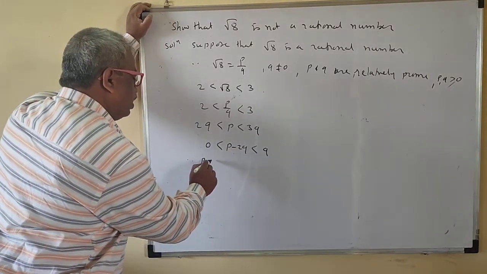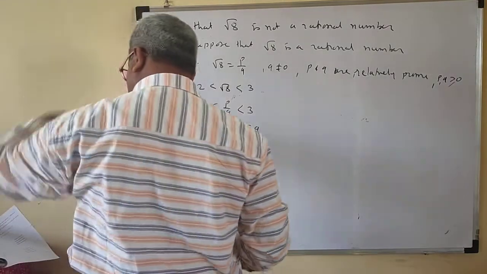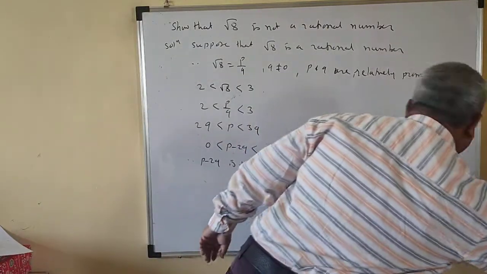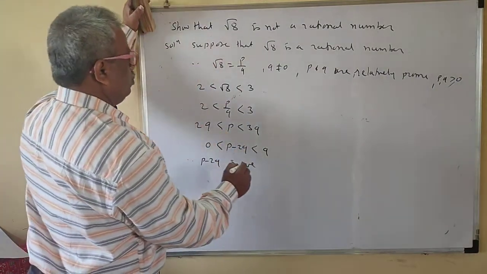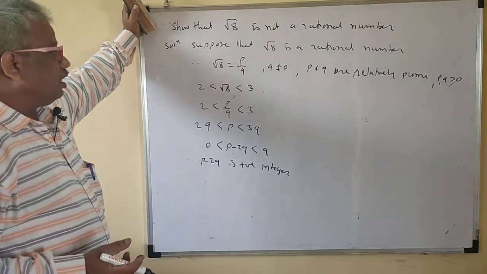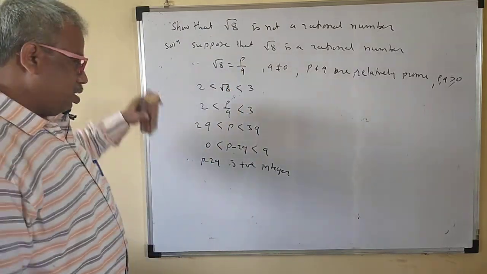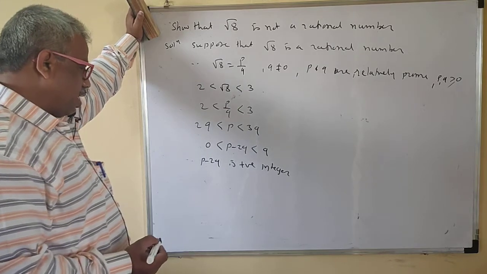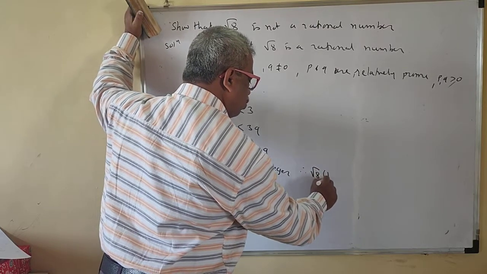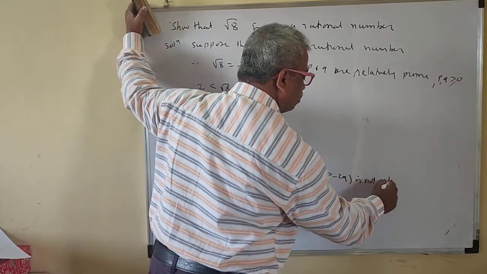So therefore P minus twice Q is a positive integer. We are considering this as a rational number, so in the definition P and Q are already integers. So therefore root 8 into P minus twice Q is not an integer.